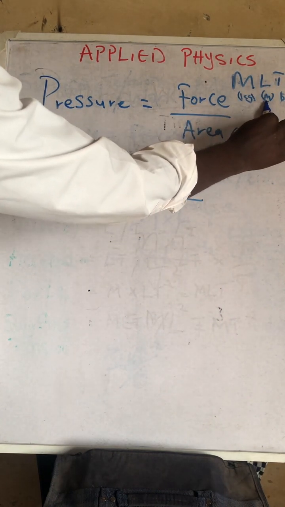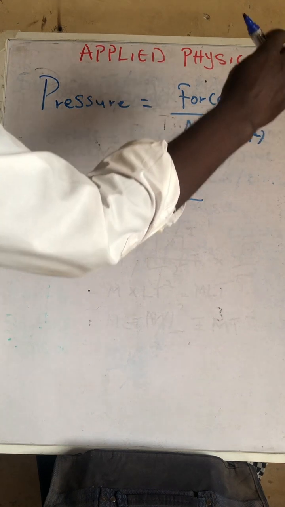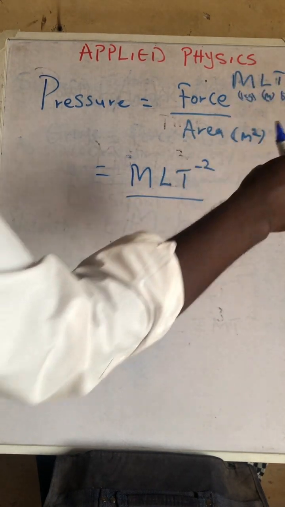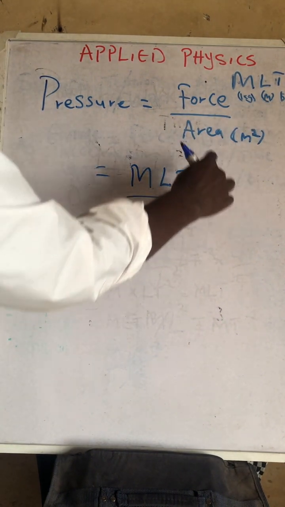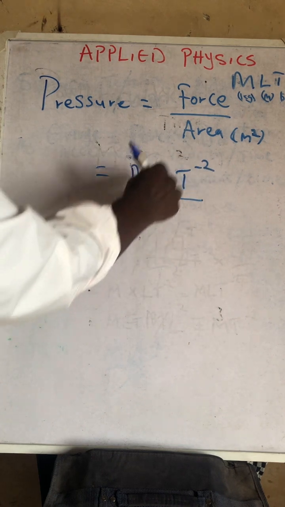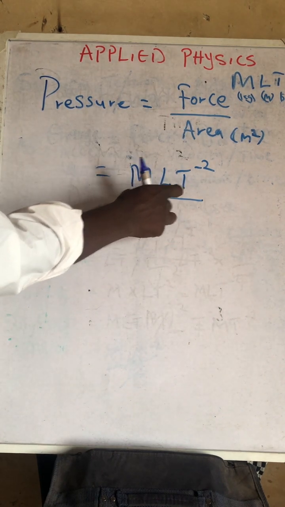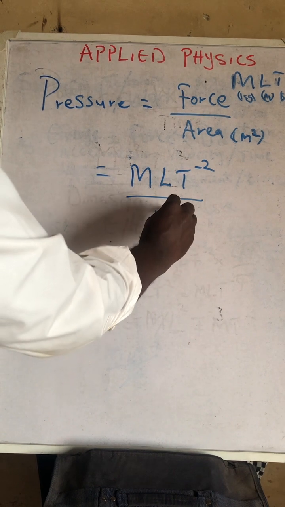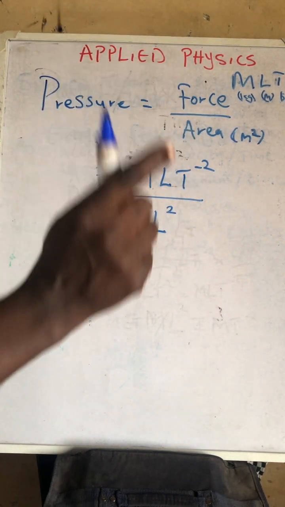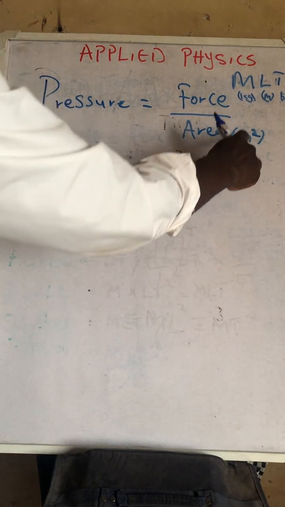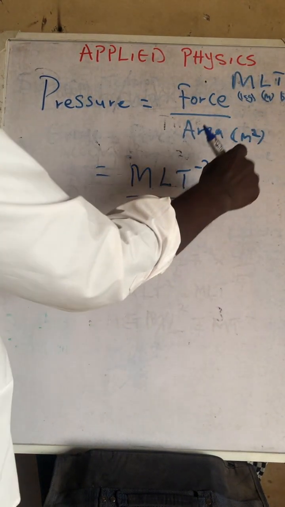L will be representing what? Any derived or fundamental quantities that are being measured in what? Meter. And area is measured in meter, so it will be represented as L. So this is the dimension for what? Force. So area now will be what? L raised to the power 2. Let me come again. Area, the unit for measuring area is what? Meter square.